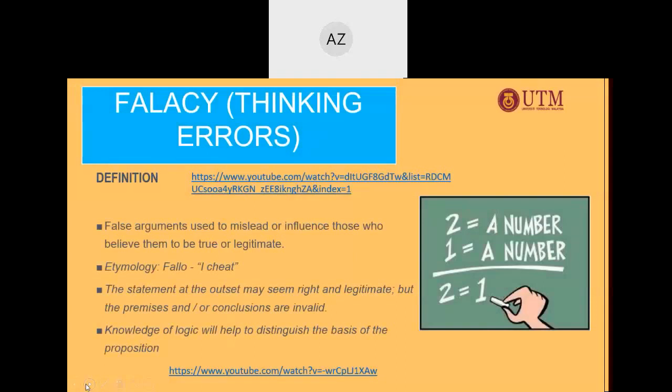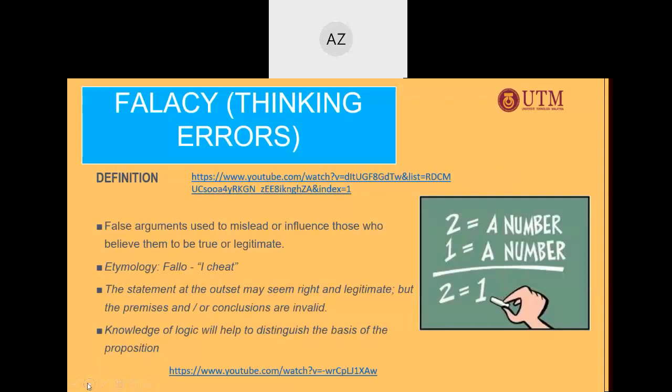Okay, so I want to explain about fallacy or thinking errors. A fallacy is a false argument used to mislead or influence those who believe it to be true or legitimate. That is the definition of fallacy. To make it more known, we can see in the picture that two is a number. One is also a number. And the final conclusion is two equals one.